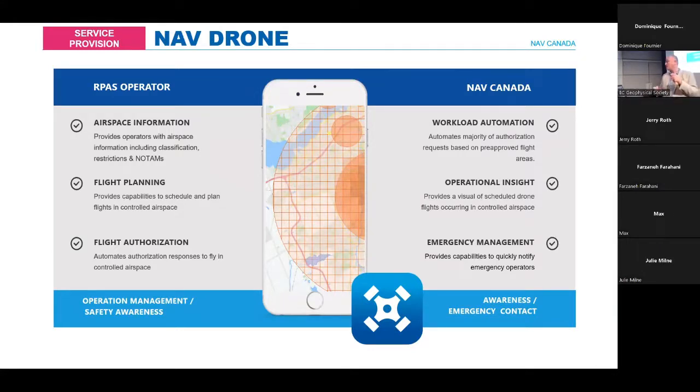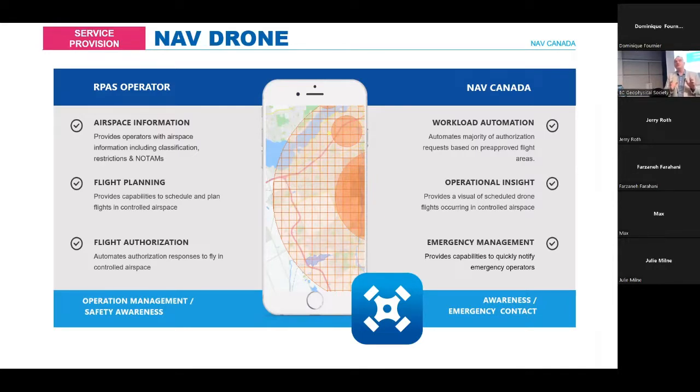It gives you airspace information. So it will tell you the kind of airspace that you're in, so you understand what permission you might need. It will help you with flight planning. So whether it's a circle or a path that you want to chart, it does those various flight planning options for you. And when you verify that flight, it will tell you whether you need permission to fly that operation or you're good to go. So that's what it gives the operator.